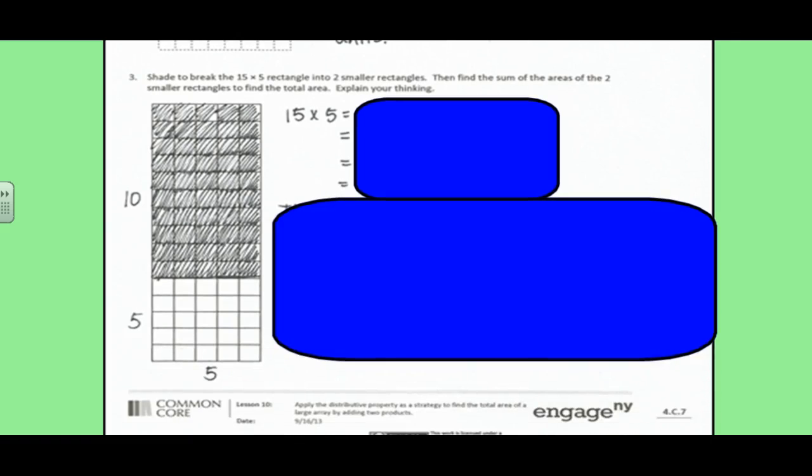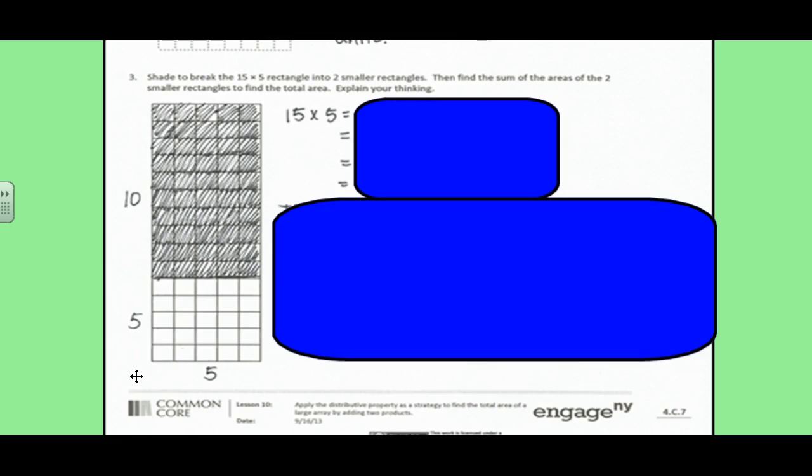Okay, number 3 says shade to break the 15 by 5 rectangle into 2 smaller rectangles. And I went ahead and left up how it should be shaded because I do want you to shade it like I have shaded. The reason that it's shaded this way is because we are working with easy factors, which are 10 and 5. And we always go to those factors whenever we can because we know that we can skip count by 10s and 5s pretty easily.